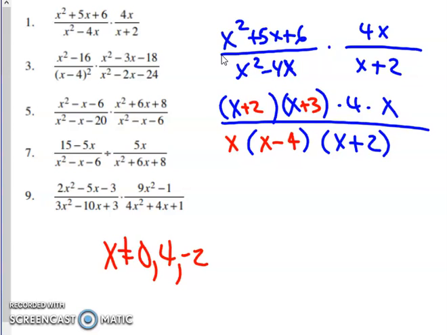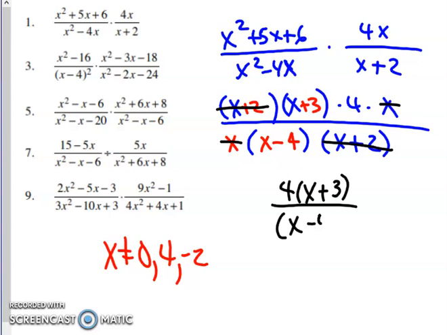Now for simplifying, x plus 2 over x plus 2 is 1. X divided by x is 1. And what's left, which is the 4, the x plus 3, and the x minus 4, those 3 things will always have, or almost always have, different answers. And there obviously will be a case where maybe x plus 3 and x minus 4 might be the same number, but in general they're going to be different.